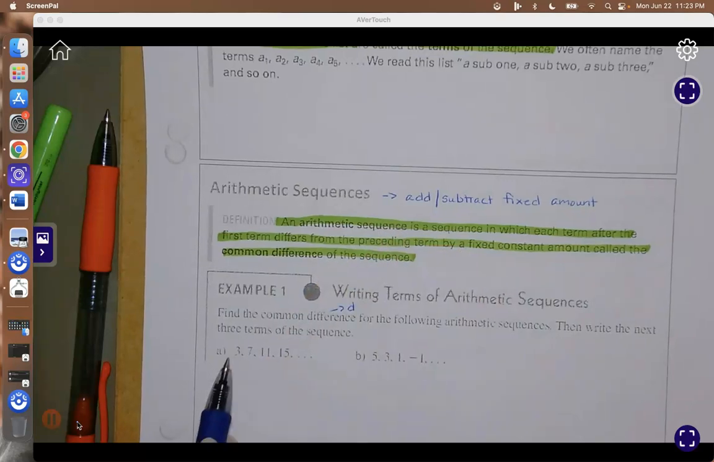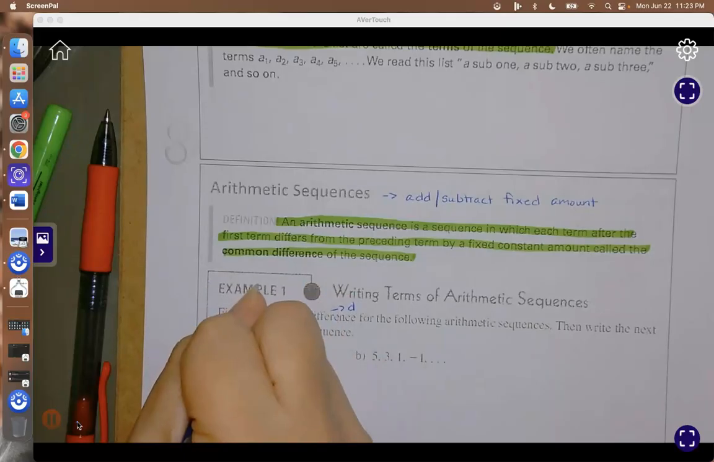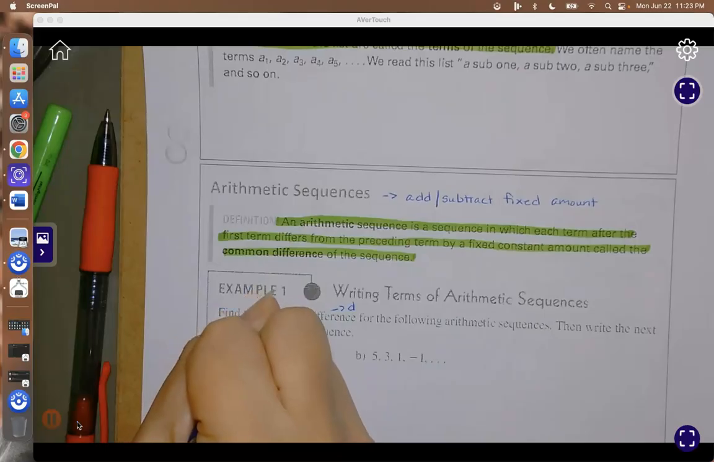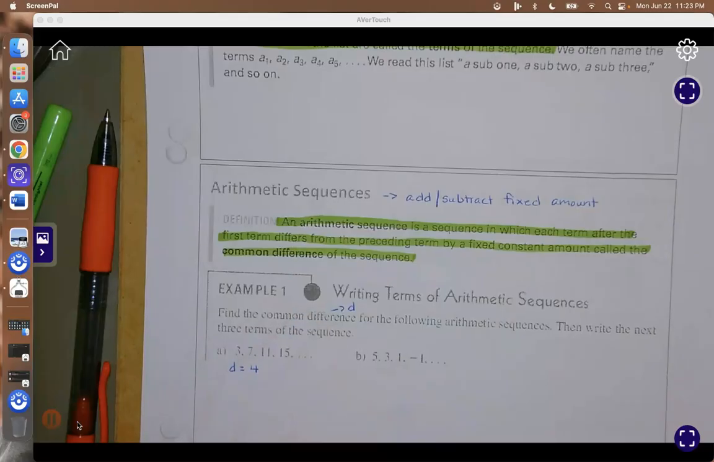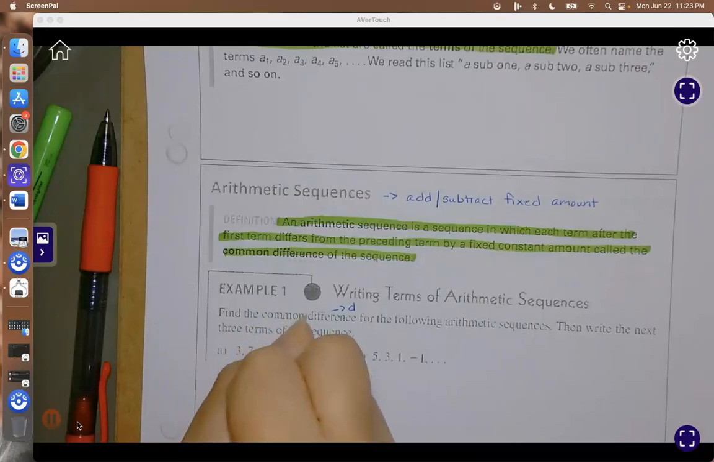Okay, so what's happening here? We go from 3 to 7, 7 to 11, 11 to 15. So in this one, we're adding 4. So the D is just 4. So to find the next three terms, we add 4 to that, so that's 19. Add 4 to that, that's 23. Add 4 to that, that's 27.